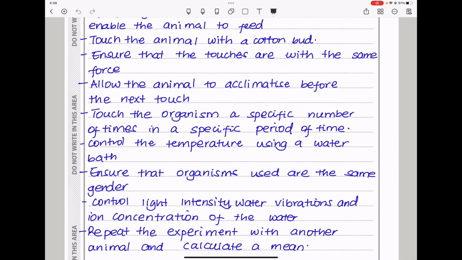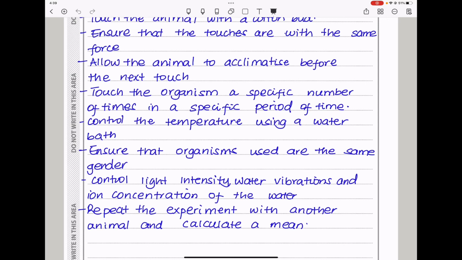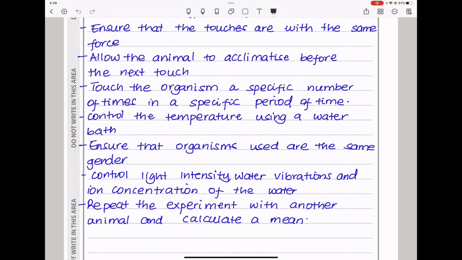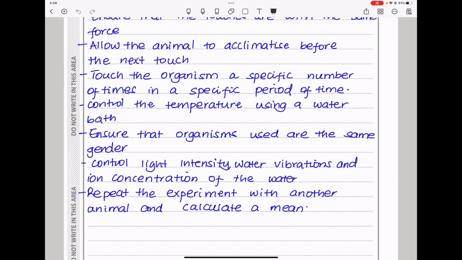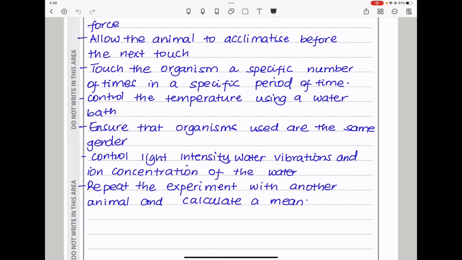Then control the temperature using a water bath. Also ensure that organisms used are the same gender. This is if you're repeating the experiment with another organism. Then control light intensity, water vibrations, and ion concentration of the water. Then repeat the experiment with another animal and calculate the mean.